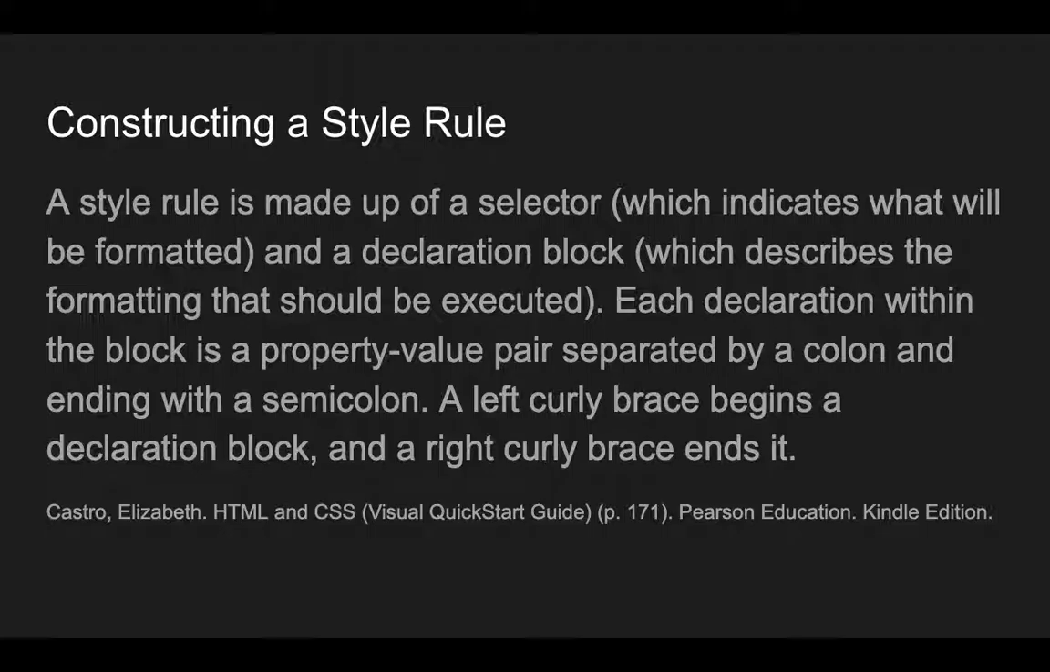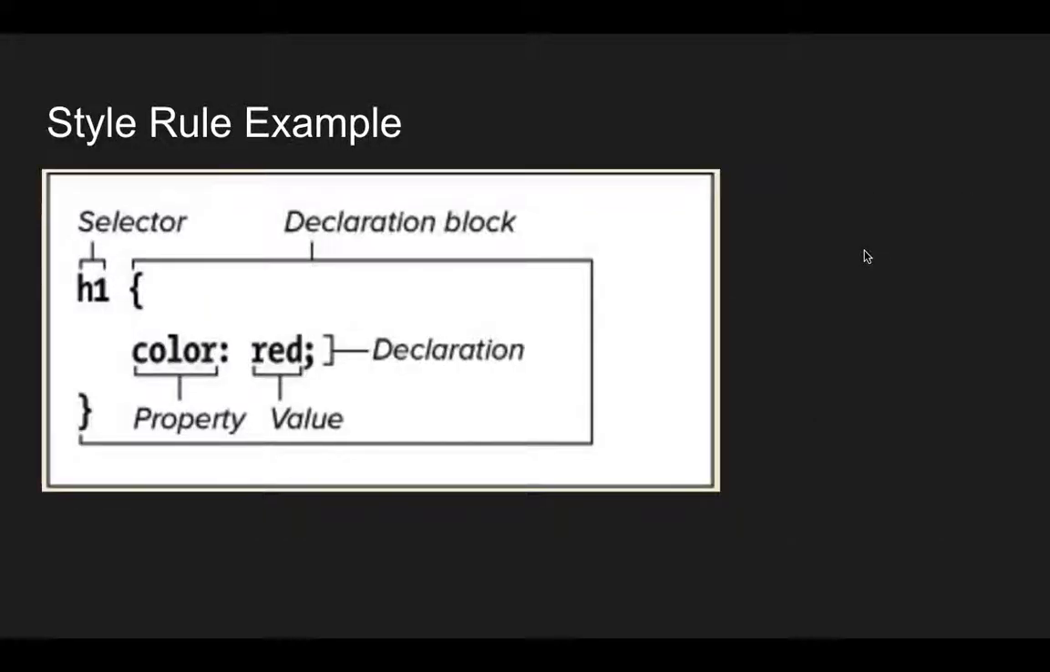So this is taken directly out of your book. A style rule is made up of a selector, which indicates what will be formatted, and the declaration block, which describes the formatting that should be executed. Each declaration within a block is a property value pair, separated by a colon and ending with a semicolon. It has a left curly brace and a right curly brace, and that defines the style for whatever the selector is.